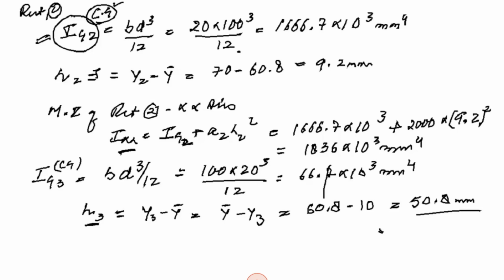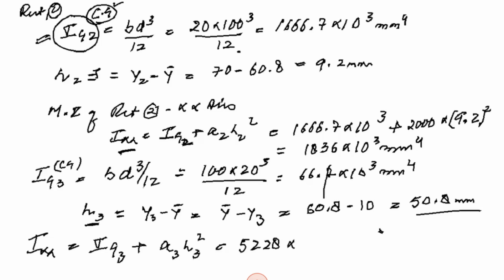Therefore, you can calculate your moment of inertia for rectangle 3 as Ig3 plus A3 H3 square. Giving the values will give us 5228 into 10 raised to the power of 3 mm4. This is the moment of inertia of rectangle 3 about the x-axis.